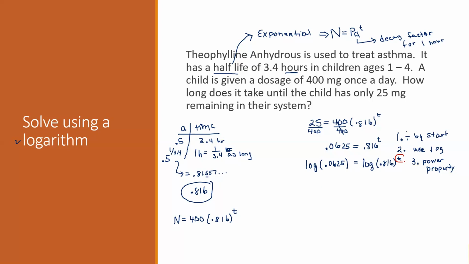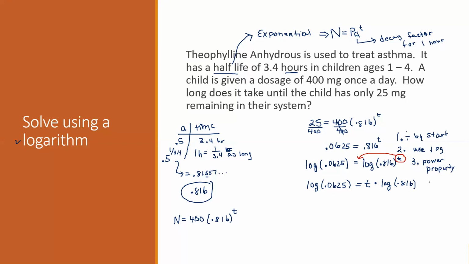So I'm going to take this exponent t, I'm going to move it to the front right here. Okay? So this is really the key step. If we get this step right, it's going to work out for us. So now I have log, parenthesis, 0.0625 equals t times the log of 0.816.